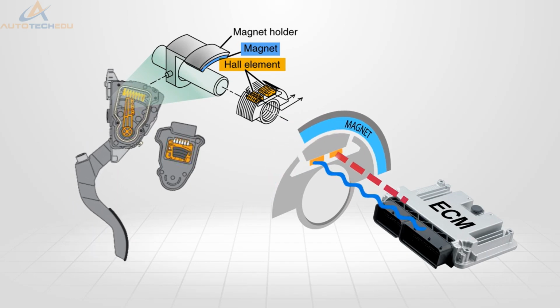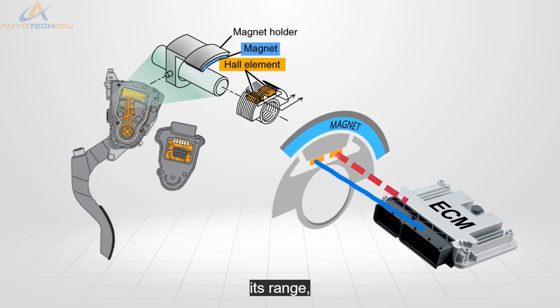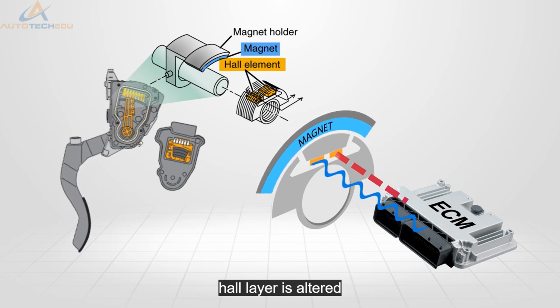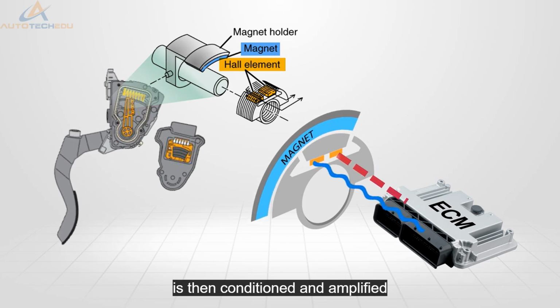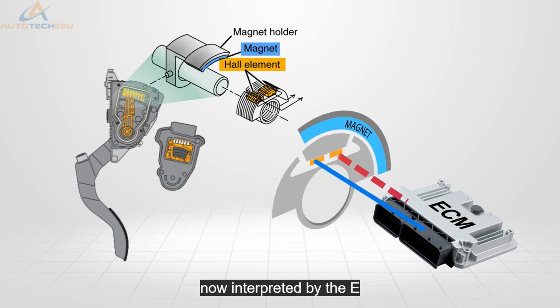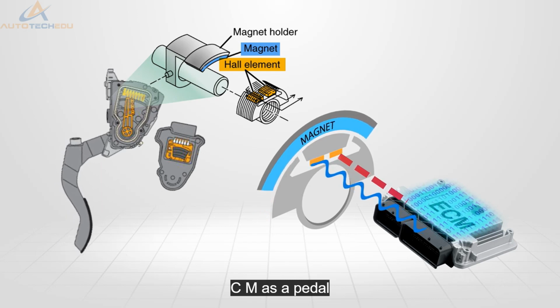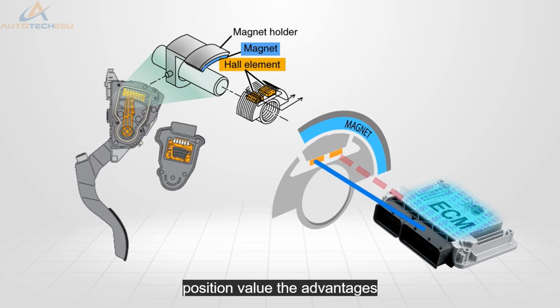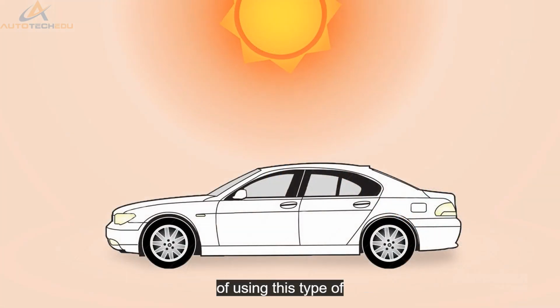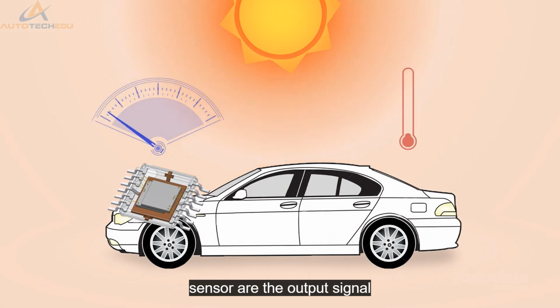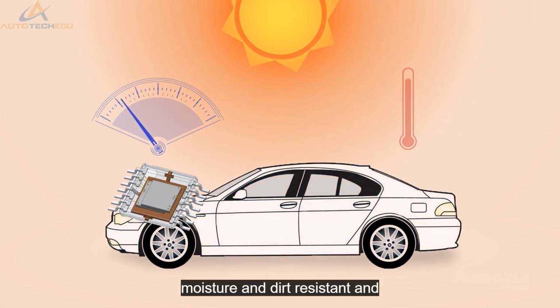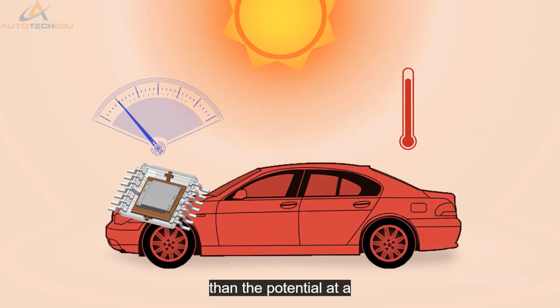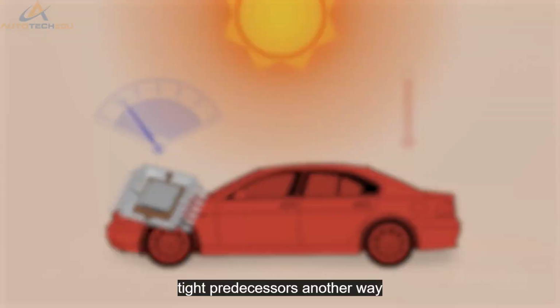As the pedal moves through its range, the current flow through the Hall layer is altered. This alteration of current flow is then conditioned and amplified. The output signal is now interpreted by the ECM as a pedal position value. The advantages of using this type of sensor are the output signal is more accurate, they are shock, temperature, moisture, and dirt resistant, and have a longer service life than the potentiometer type predecessors.